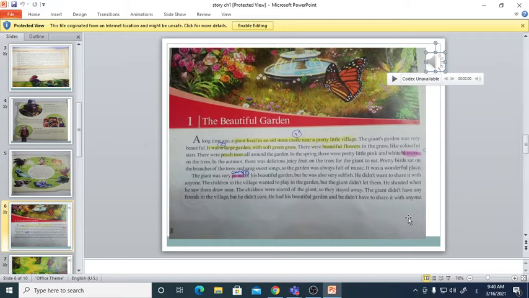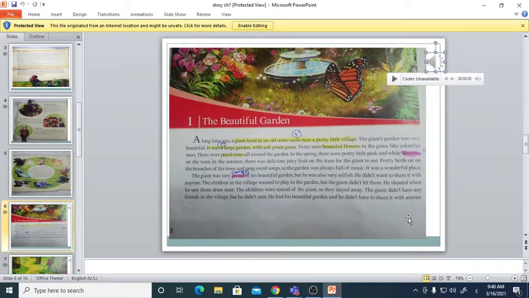So, on this page, what did we talk about? We talked about the beautiful garden. Where did the giant live? He lived in an old stone castle near a pretty village. What does he have? He has a beautiful garden. How does the garden look? It was a large garden with soft green grass and beautiful flowers. There were pink and white blossoms, delicious juicy fruits on the trees, and pretty birds that sat on the branches and sang sweet songs.